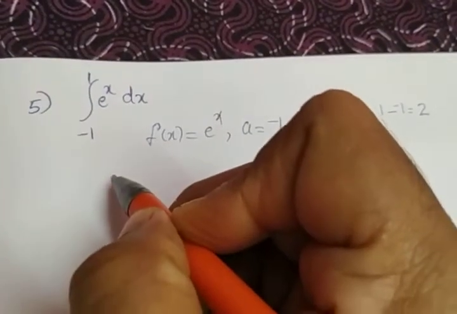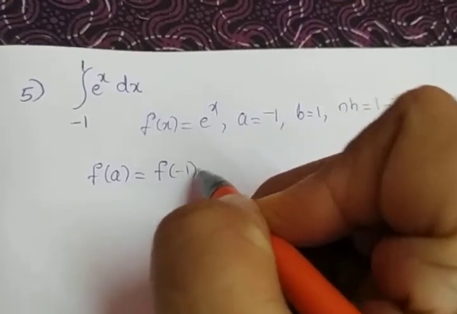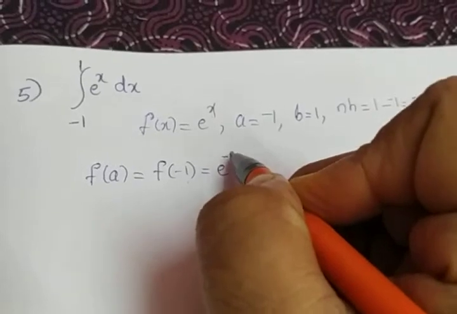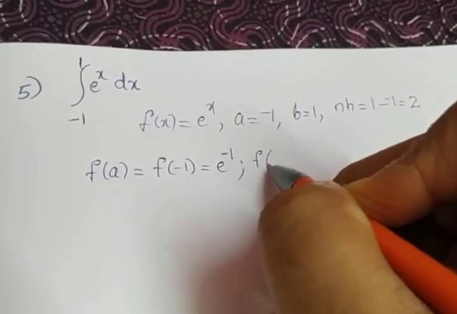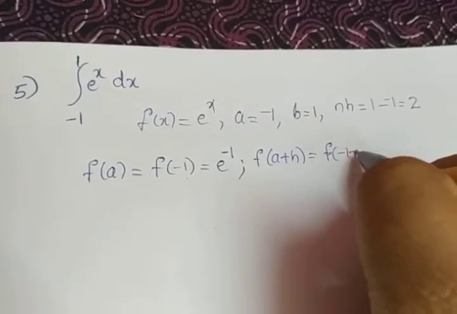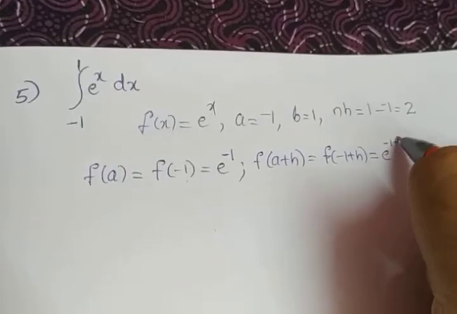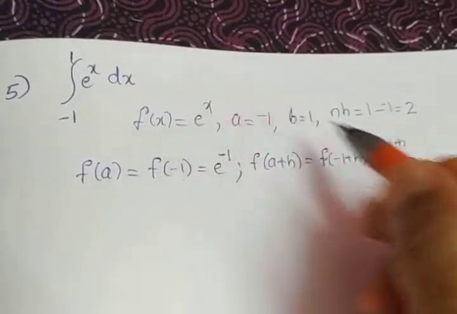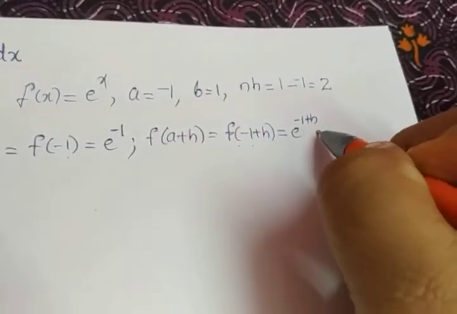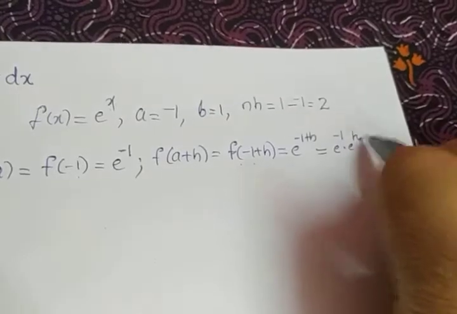Okay. Again, what we have to do? We have to find f of a. f of a is equal to f of minus 1, which gives you, since f of x is e raised to x, f of minus 1 will be e raised to minus 1. Again, we have to find f of a plus h. f of a plus h will be f of minus 1 plus h, which gives you the value e raised to minus 1 plus h. This can be rewritten as e raised to minus 1 into e raised to h.